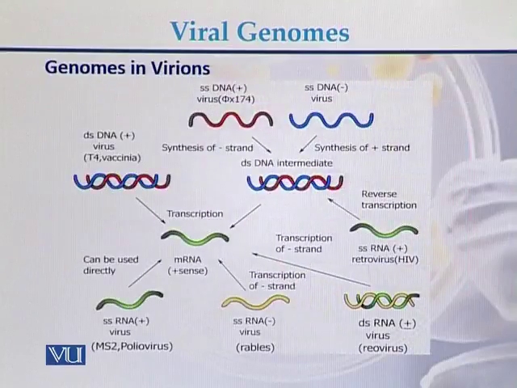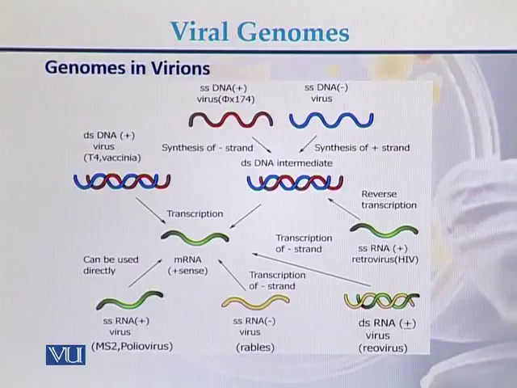We can see that genomes in the viruses can be in the form of single-stranded DNA, single-stranded DNA positive strand, single-stranded DNA negative strand. It can be in the form of single-stranded RNA, double-stranded RNA, single-stranded RNA virus with a positive strand, single-stranded RNA with negative strand, as well as double-stranded DNA virus. The example is T4 vaccinia.